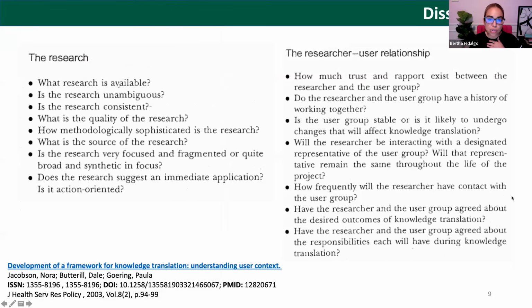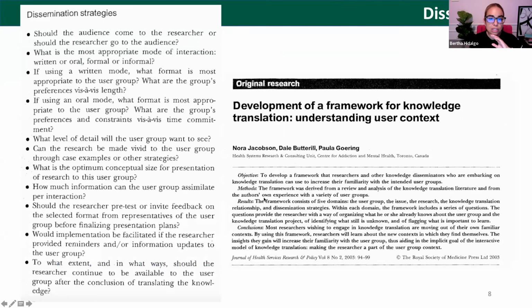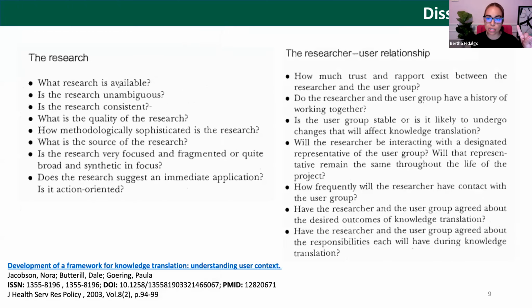It really tells you about not only, if you go back, the strategies that you may want to consider. These are all questions, so it's not checkboxes necessarily, but it helps you think critically about how it is that you're going to design that dissemination strategy. What is the research that you're doing? What does that research user relationship look like?